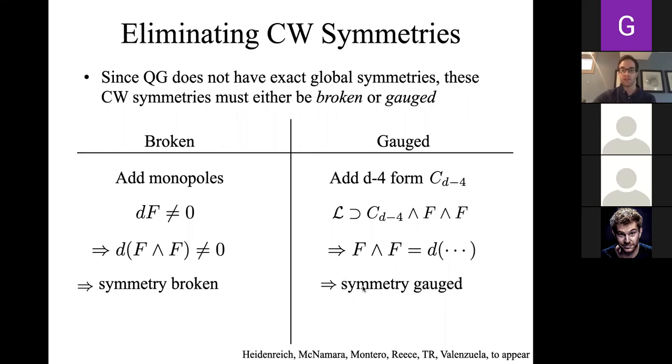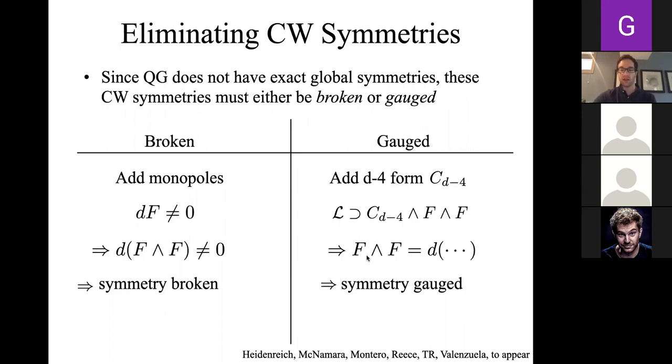So to gauge such a symmetry, what one does is couple the conserved current to a gauge field, which in this case is a (D-4)-form gauge field. So for the abelian case here, what this means is we're going to add in a coupling of the form C_{D-4} wedge F, and the result is that the equations of motion will tell us that F wedge F is then equal to d of something.